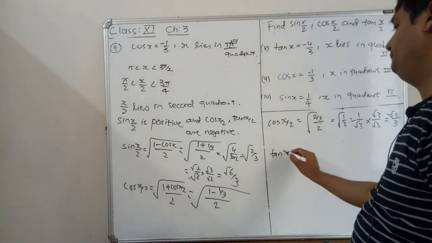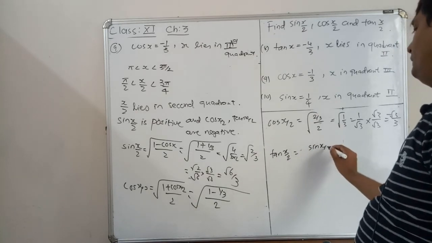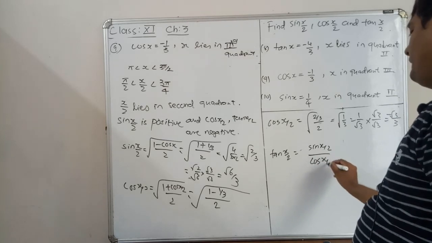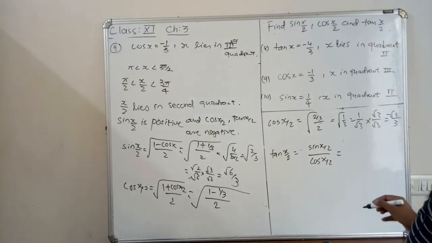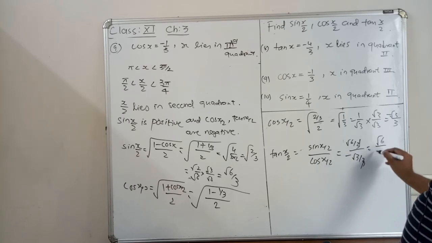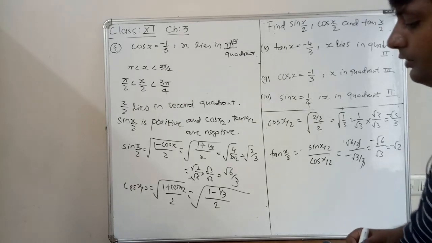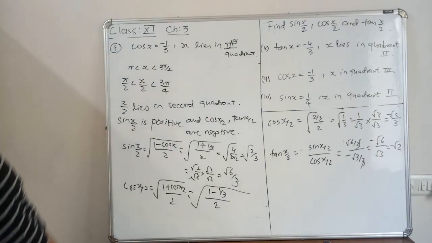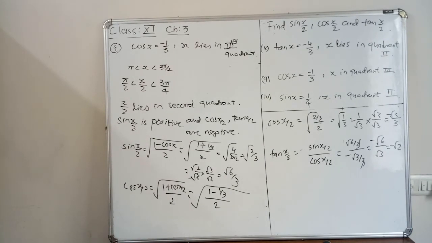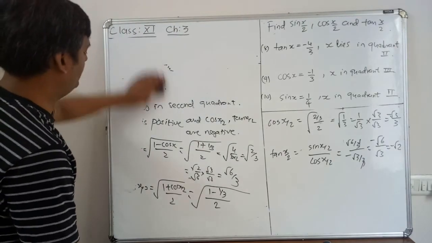So now tan x by 2. So tan x by 2 is equal to sin x by 2 upon cos x by 2. So sin x by 2, you got the value root 6 by 3, and this value minus under root 3 by 3. 3 cancels. You got root 6 upon minus root 3. So your answer is equal to minus root 2. So clear the sums? Understand? Okay, so it's very easy. Okay, you already solved this type of questions. Now the last question is 10. Okay, so the last question is 10.